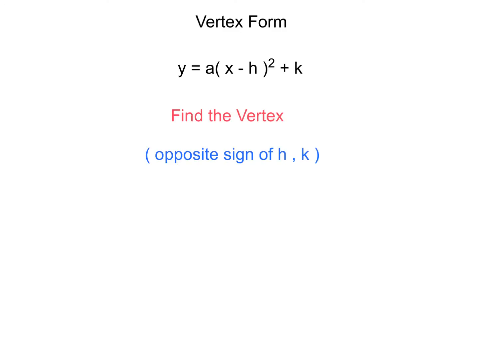Alright, now, the other way we're going to see parabolas written is something called vertex form. Now, vertex form looks a lot like this, but it's going to be a lot easier for us to find the vertex because the vertex coordinates are here and here. If we notice, the opposite sign of h with whatever k is makes up our vertex. So it makes life a lot easier.